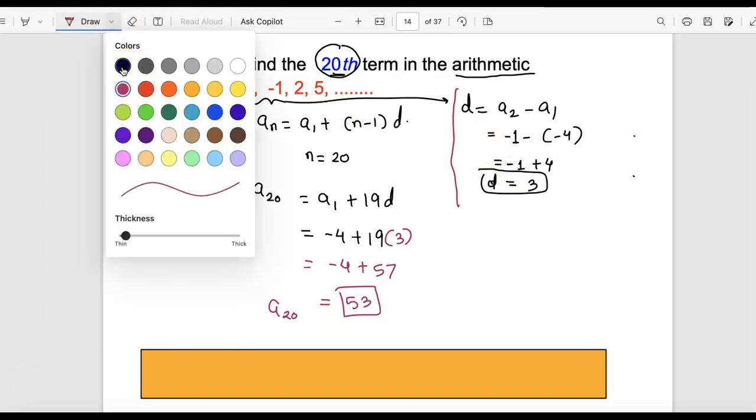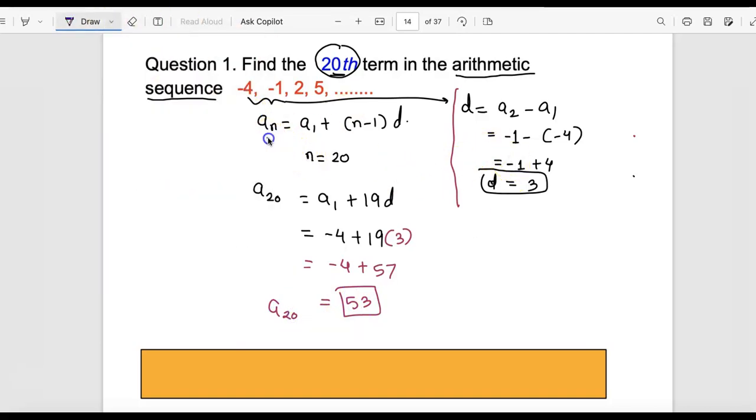Now there is one more method to do the same problem. You see this part over here, I can simplify this.